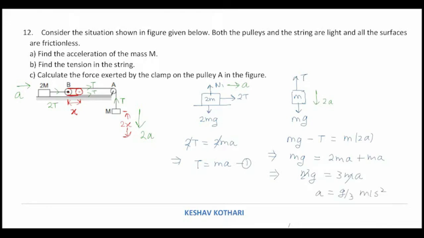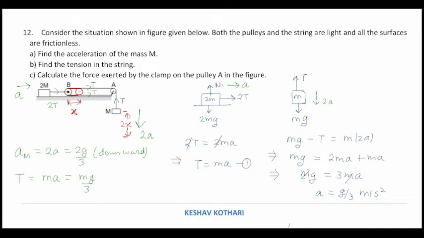So from this we can say that the acceleration of mass capital M is going to be twice of a, so it will become 2g by 3 in the downward direction. The next question that is asked is the tension in the spring. The tension in the spring is going to be equal to ma, so we can write it as mg by 3. So the tension in the spring will become mg by 3.